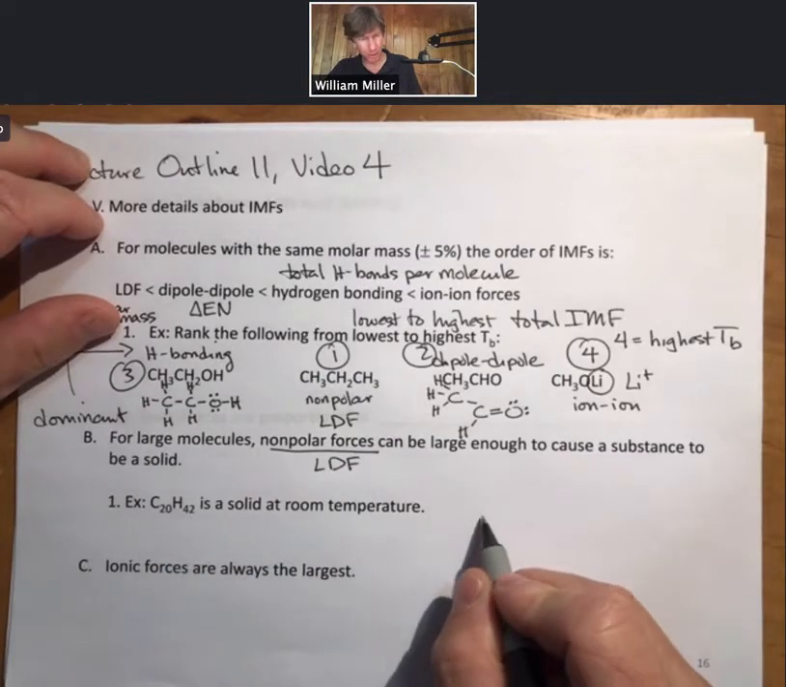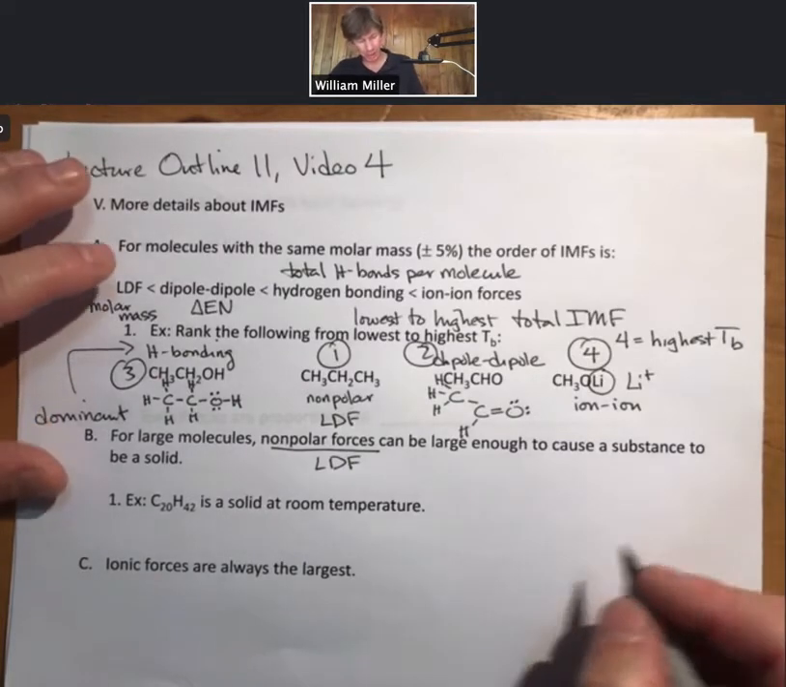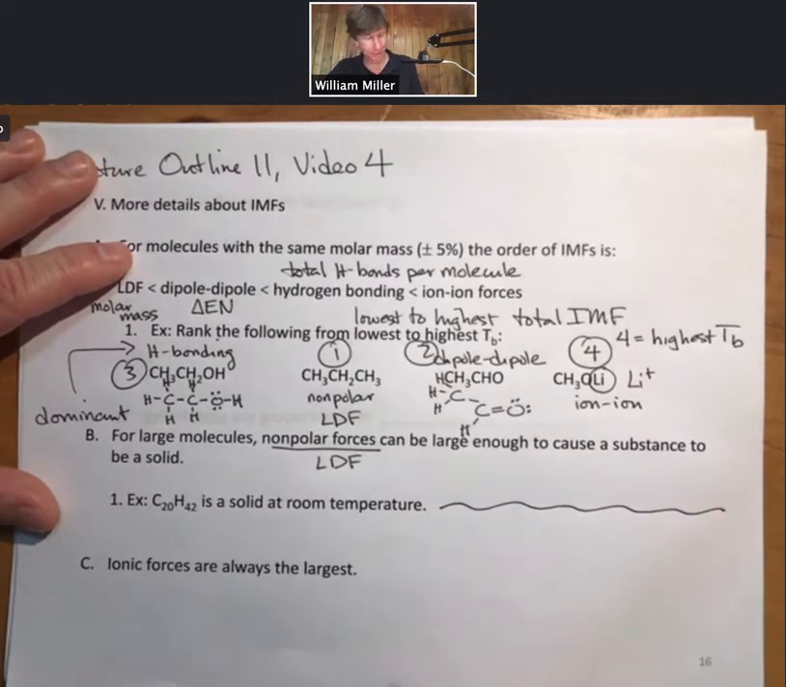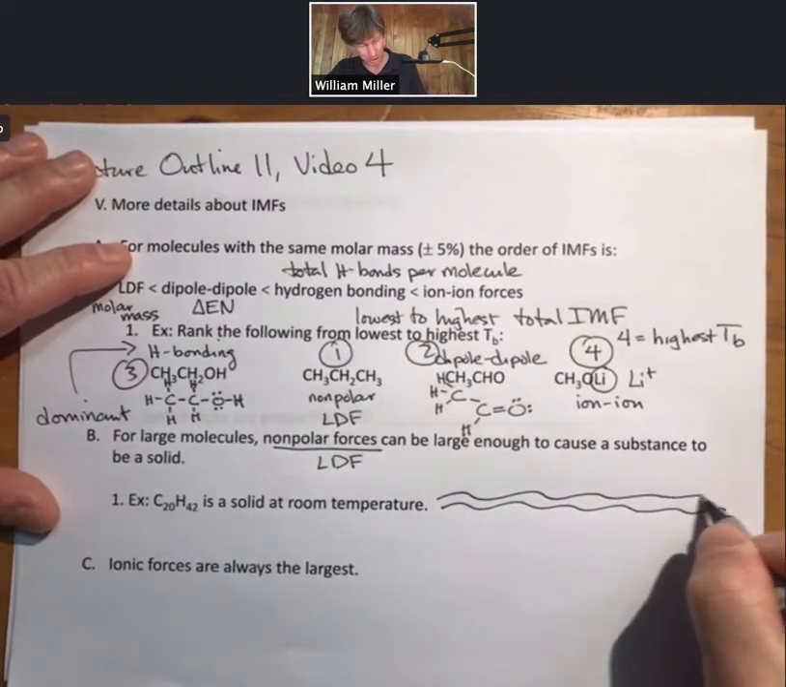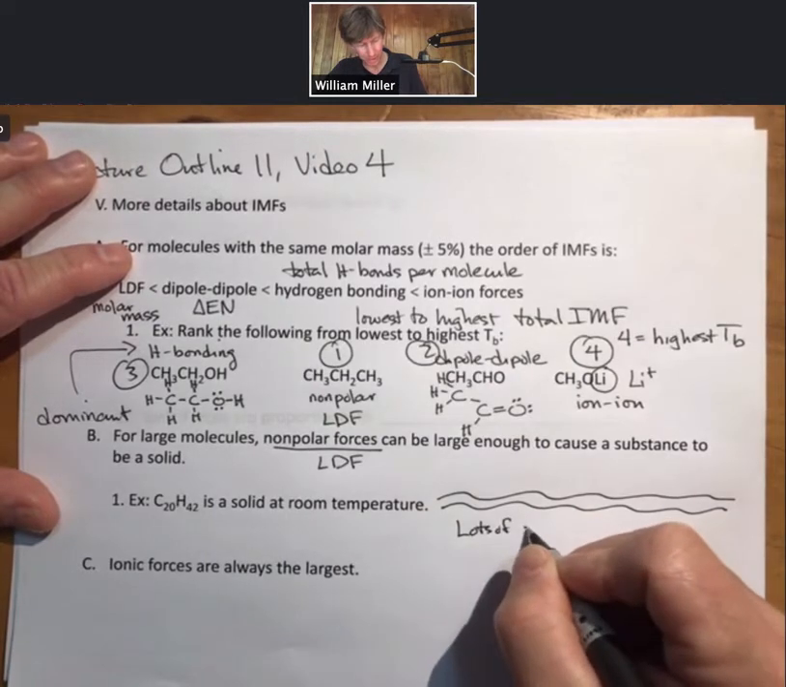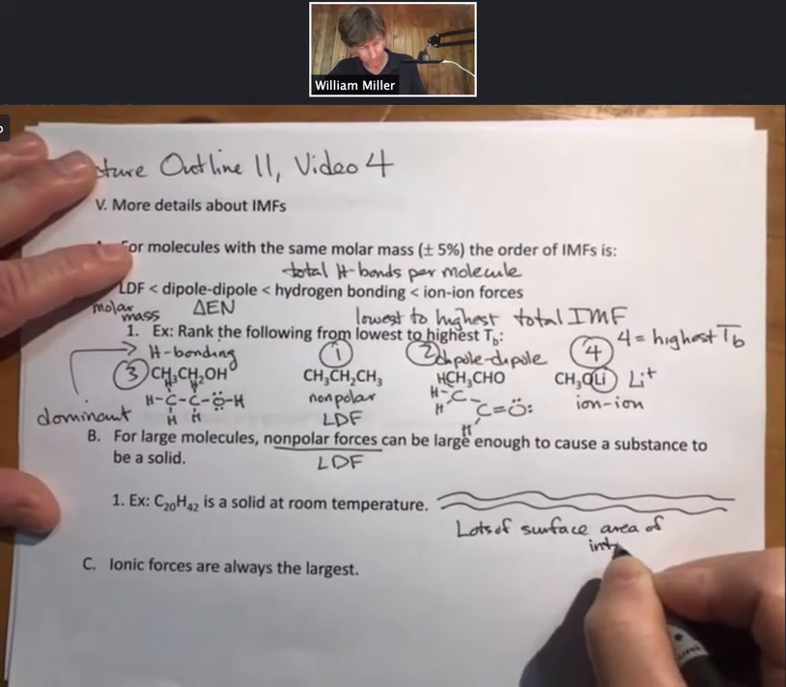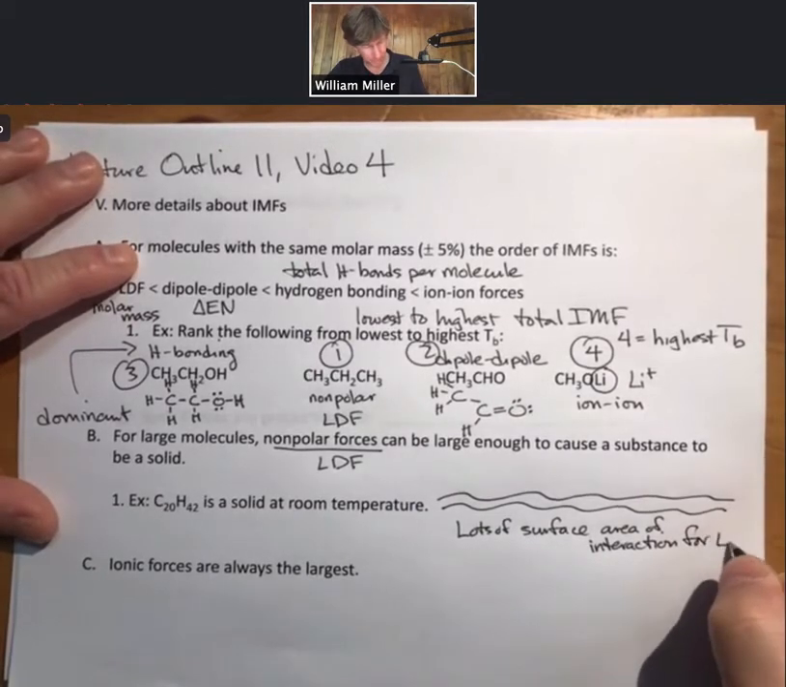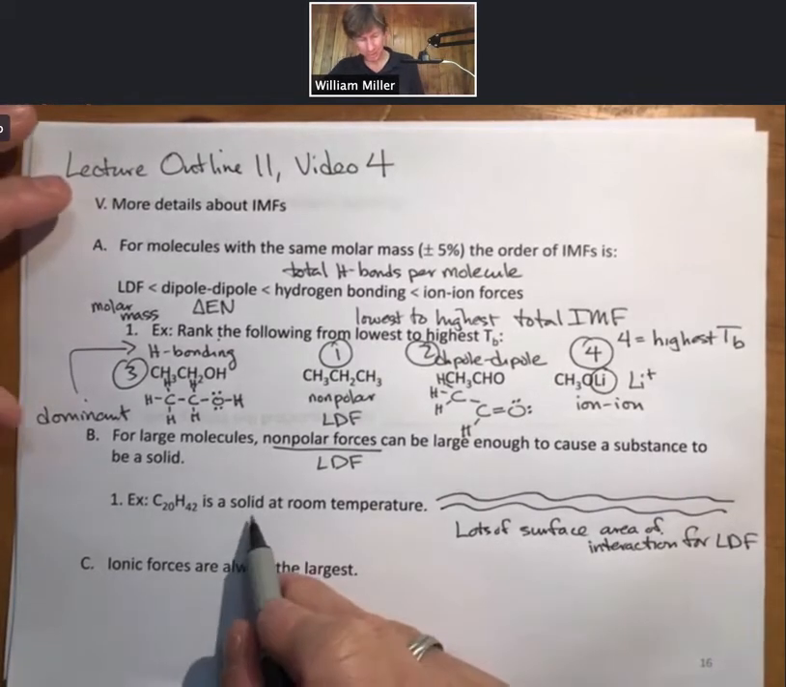C20H42. If we were to draw something with 20 carbons here, and I'll save us the time of doing that, we would be extremely long. It'd be like a long squiggly molecule like that with hydrogens off to the side. If you think about another one of those next to it, there are lots of opportunities, lots of surface area of interaction for LDF, which leads to lots of LDF, and therefore this is a solid at room temperature.